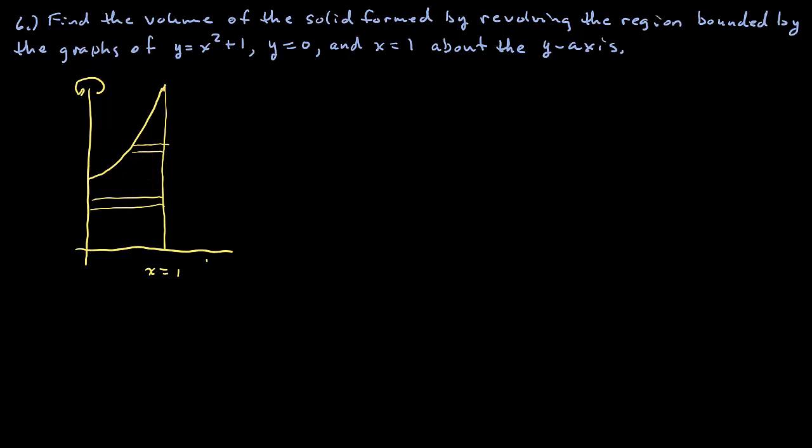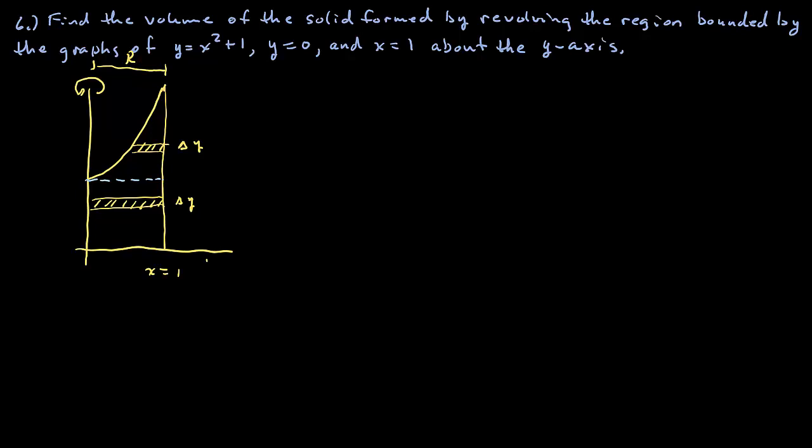So what I actually need to do is split this up into 2 regions. I've got this one and I've got this one. So I'm going to have 2 integrals. I'm going to have to do this volume and this volume. Let's work on the top half first. Let's go ahead and put our thickness. That's delta y. Now I need big R.